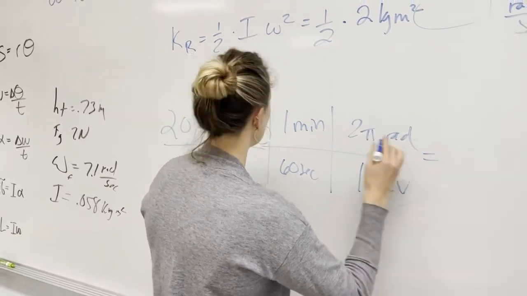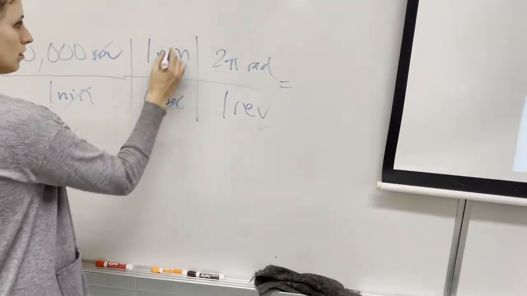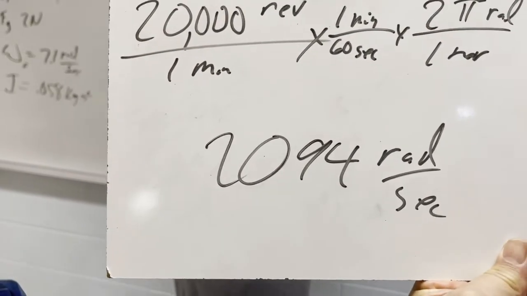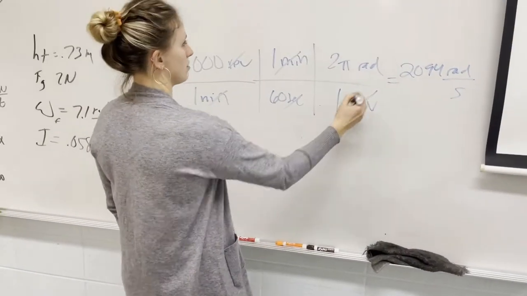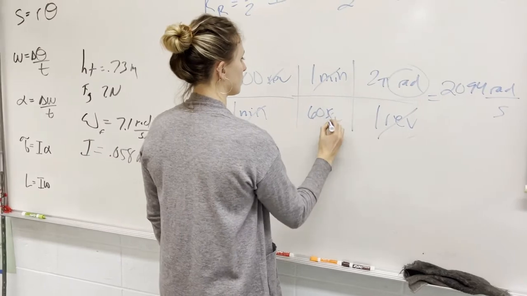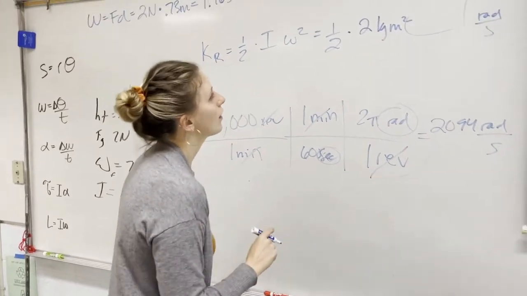Yes, ma'am. And I think you already plugged that in. Yeah, it's 2,094 radians per second. Oh, revolutions cancel. Radians and seconds don't cancel. There's more seconds. There you go. Okay, so then we just plug that right here.